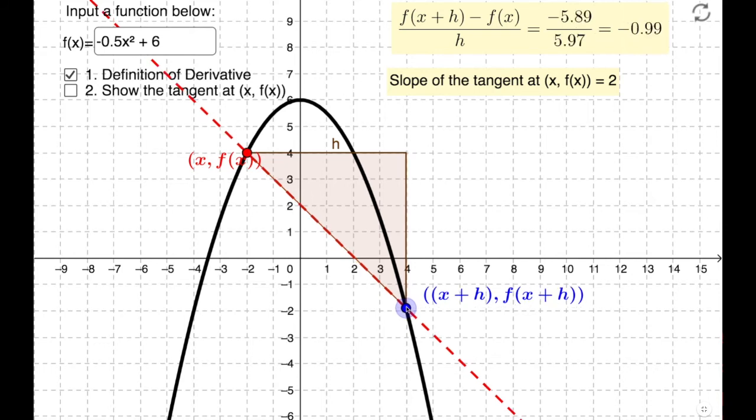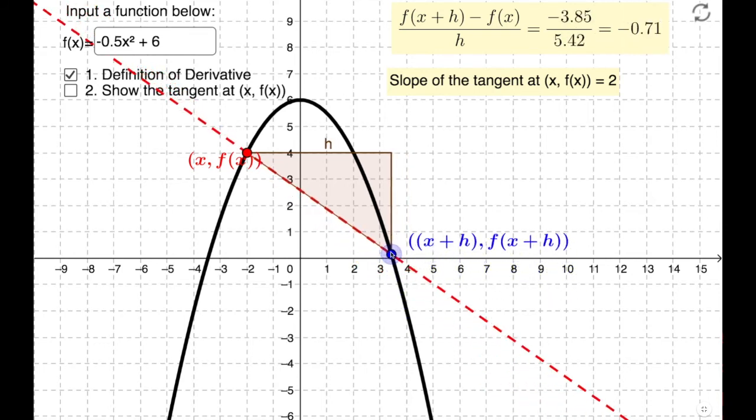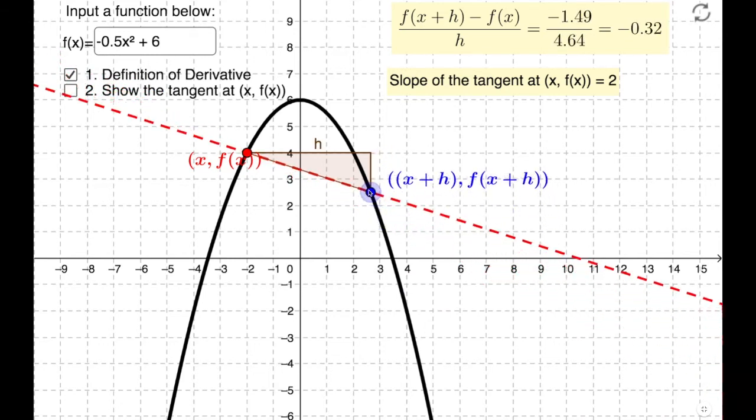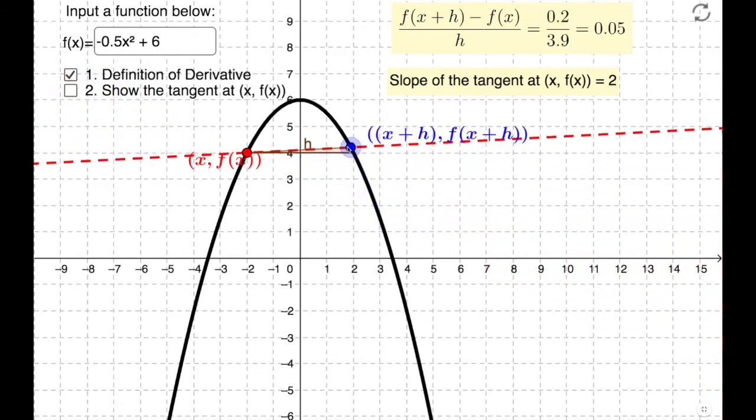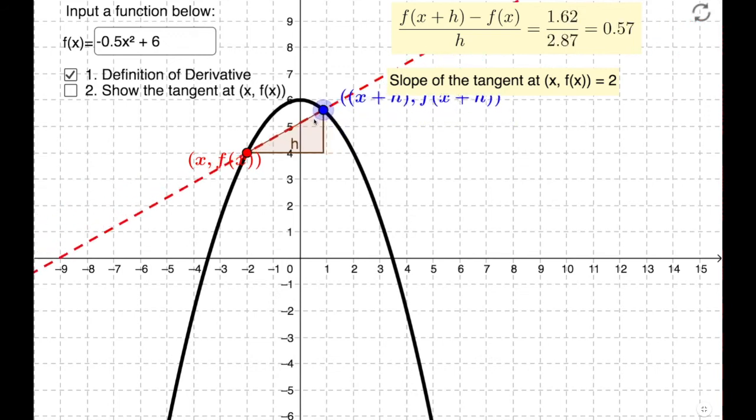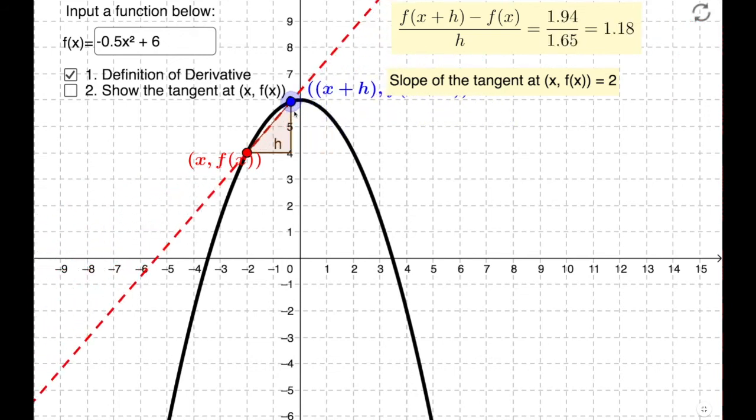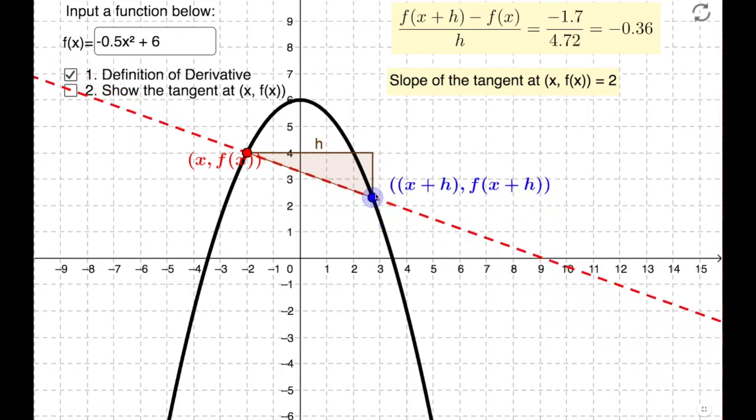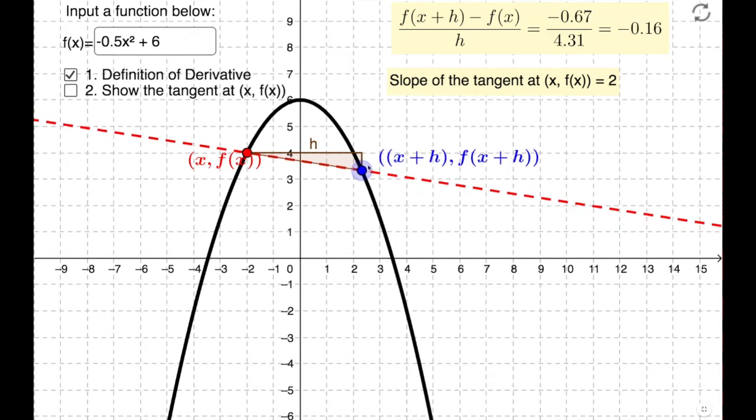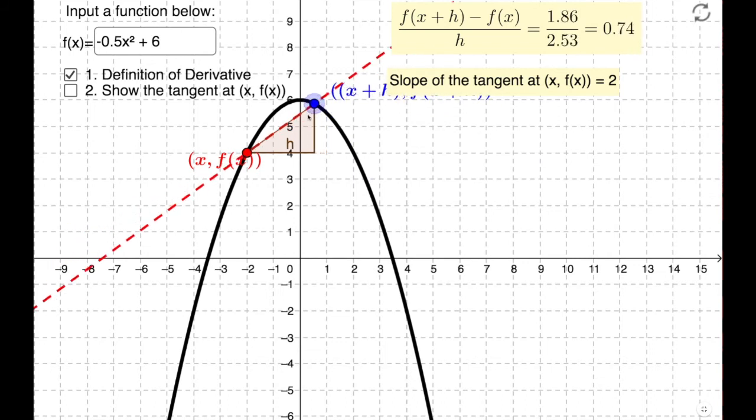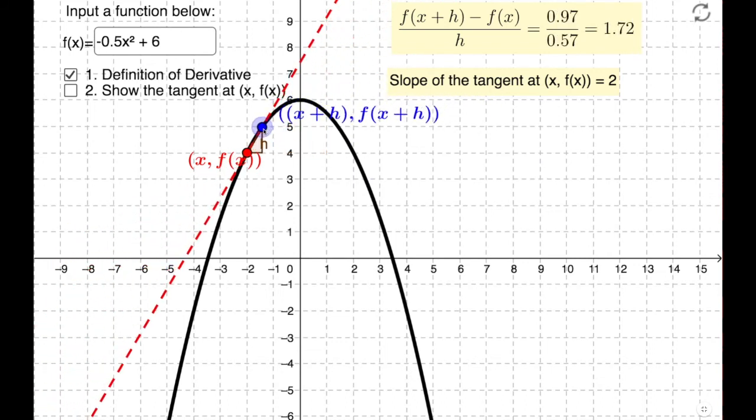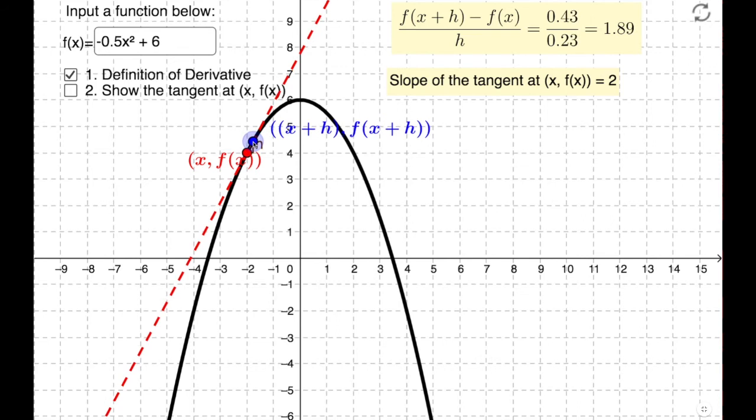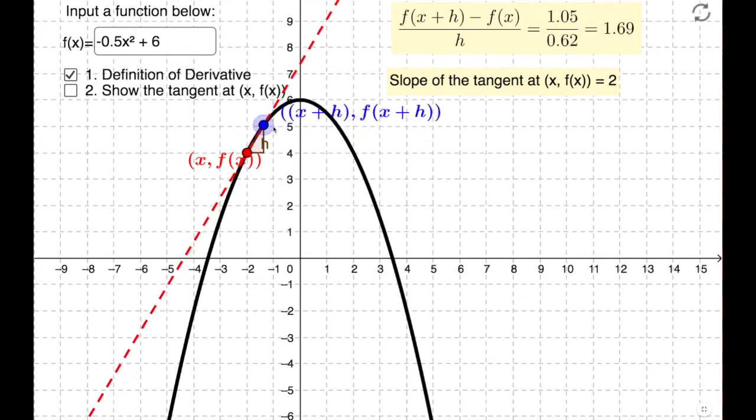So if h is approaching 0, that means that these 2 points are getting really, really close to one another. In fact, h is getting closer and closer and closer to 0. And notice that as h gets closer to 0, this secant line that we have is getting closer and closer to being a tangent line, right? As if these were at about the same point, we would actually have a tangent line there, which we can sort of estimate here.